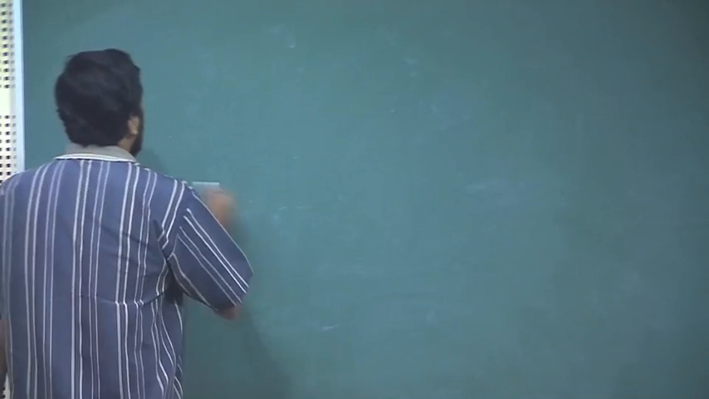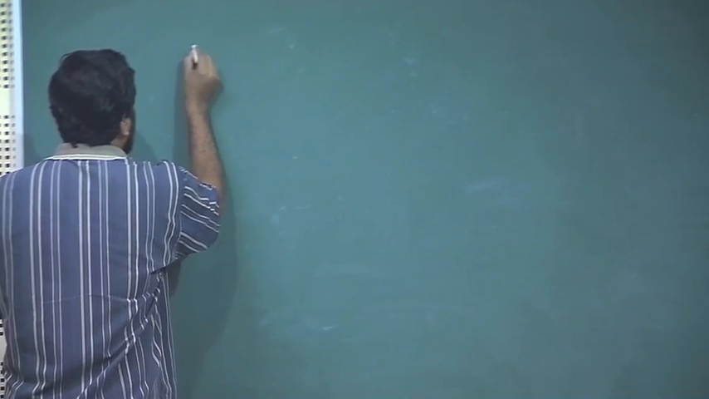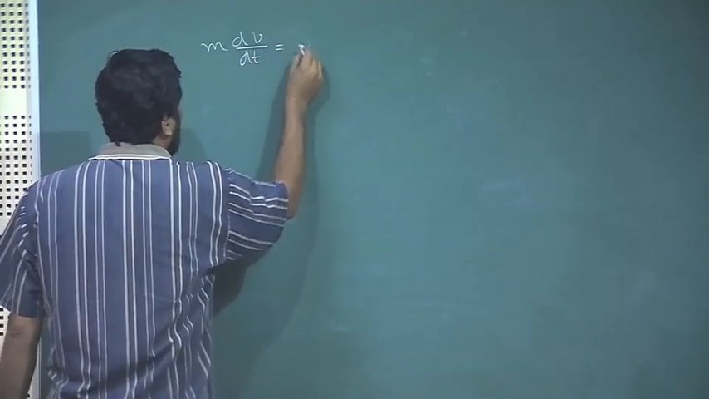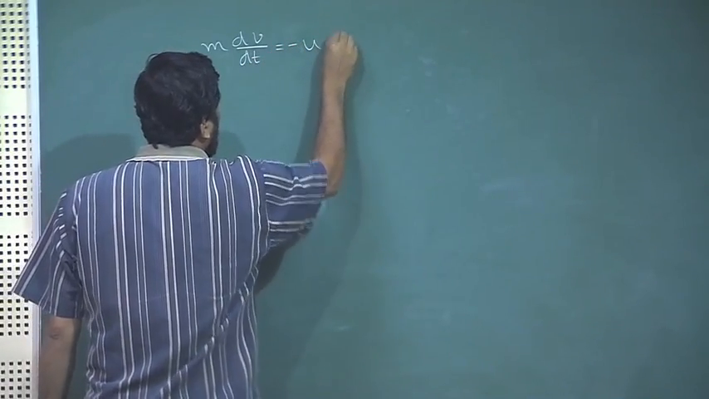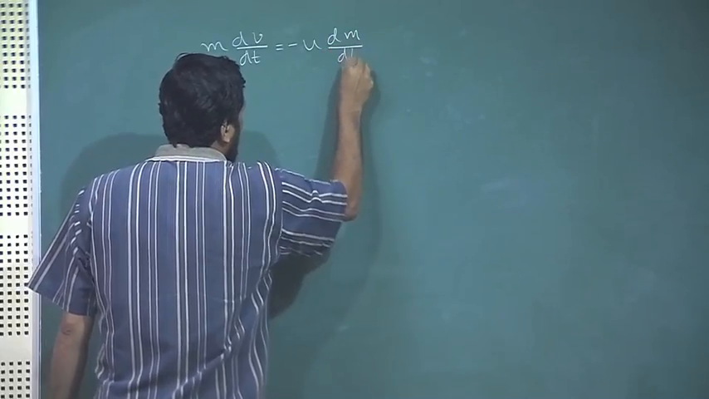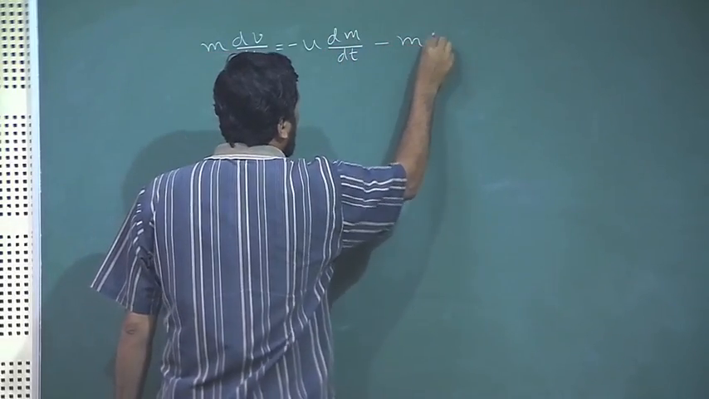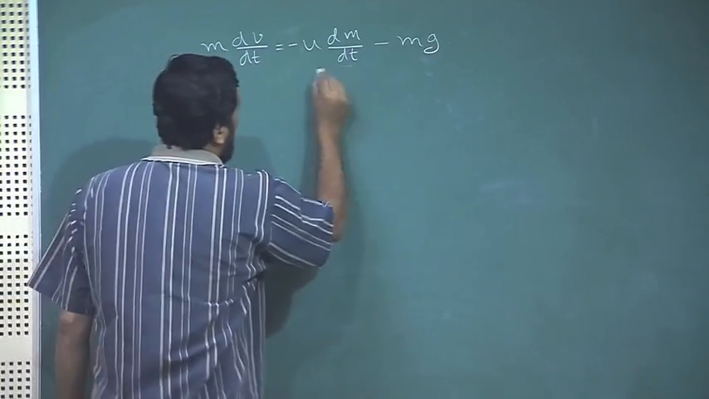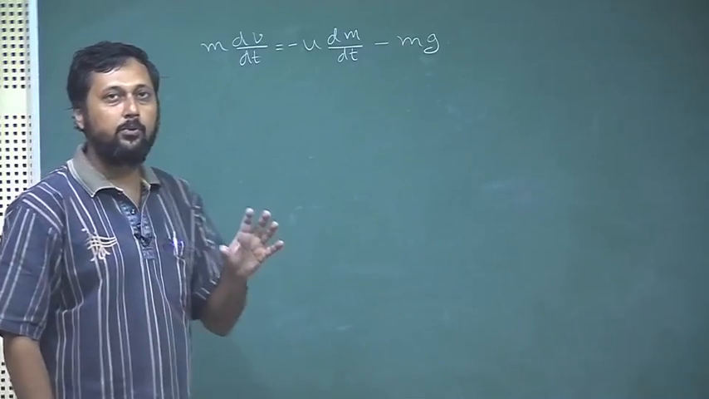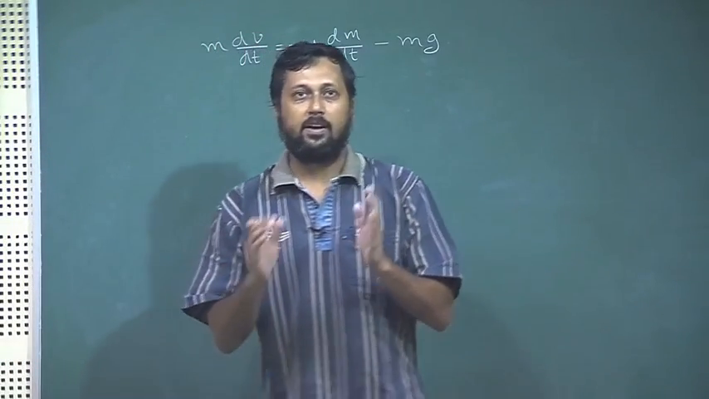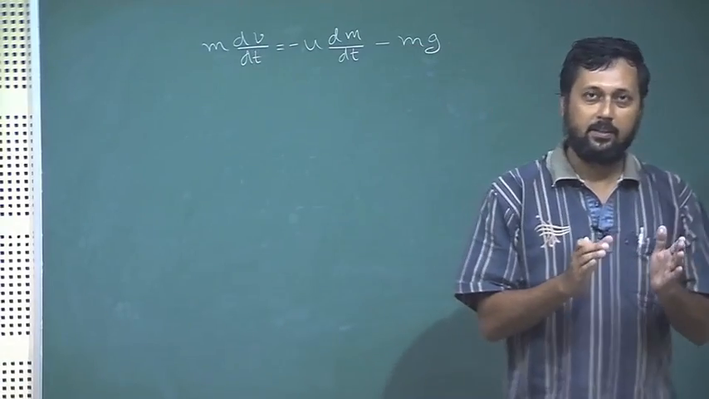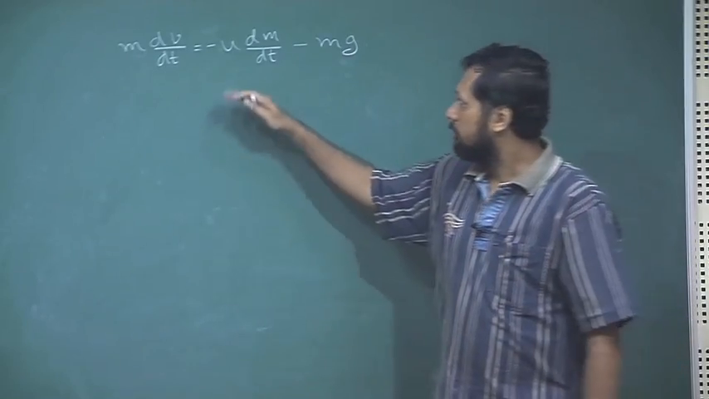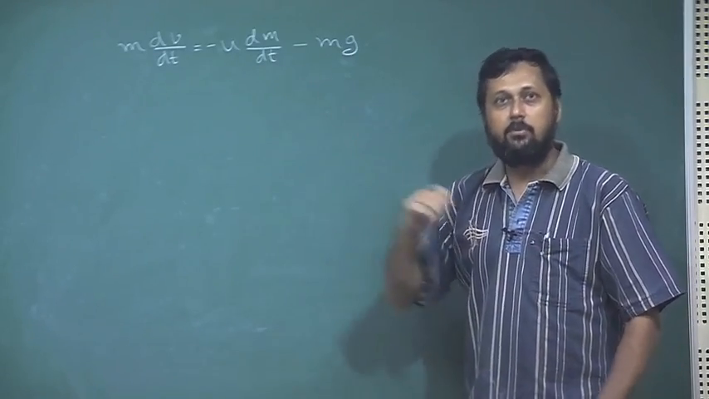Now, if we look back, our fundamental rocket equation is M dv dt equal to minus u dm dt minus Mg. For this particular problem we do not need to rely on the final results we have calculated. We can do that also, the parameters are given, but we can also start with this fundamental equation and get to the final answer.